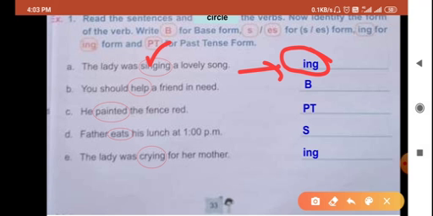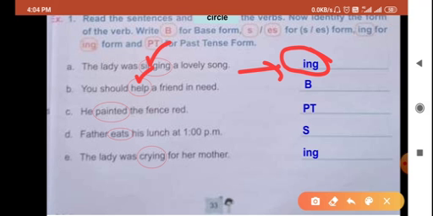In the second sentence, see, students, you should help a friend in need. Yes, of course we all should help our friends in need. Tell me, students, what is the verb in this sentence? Help. Okay, very good, students. And which form of verb is help? It is the base form. Here neither s or es is added, nor ing.